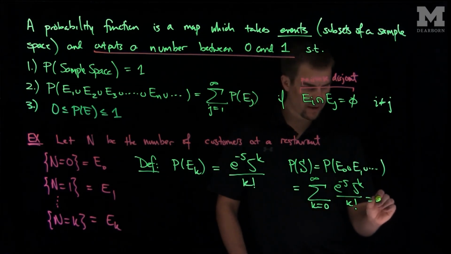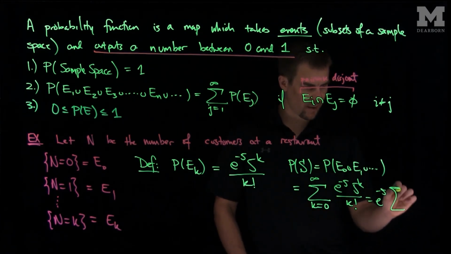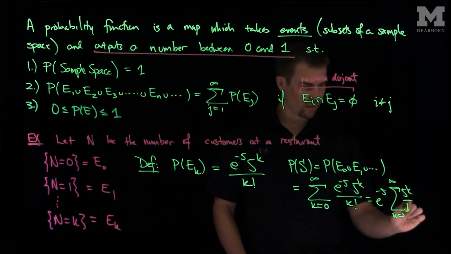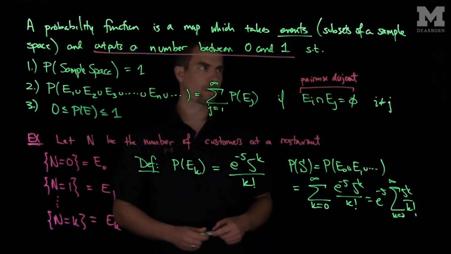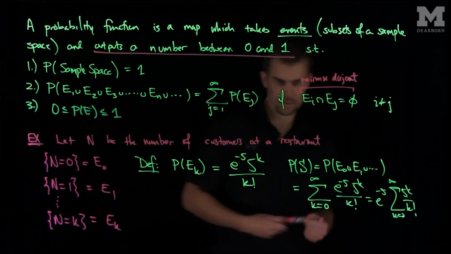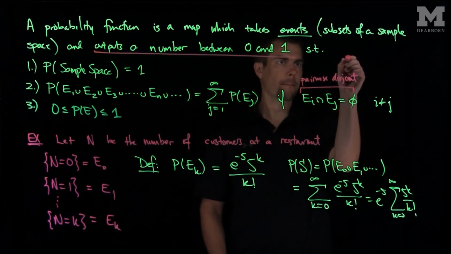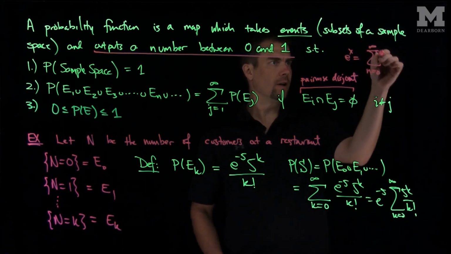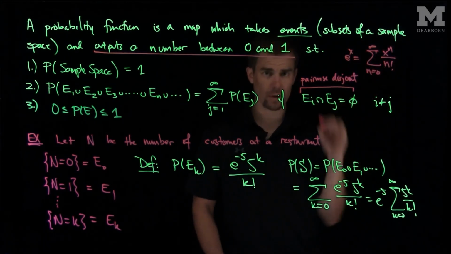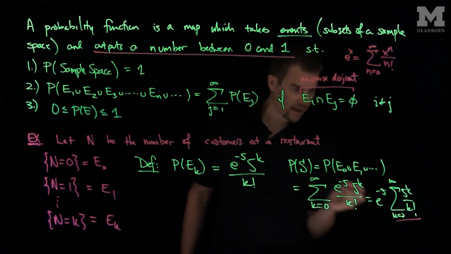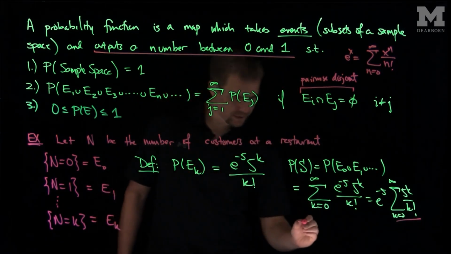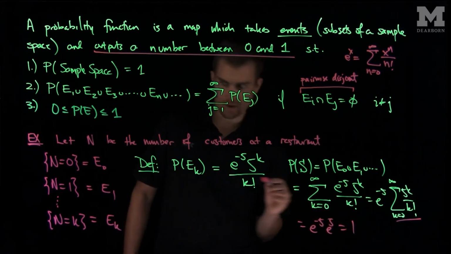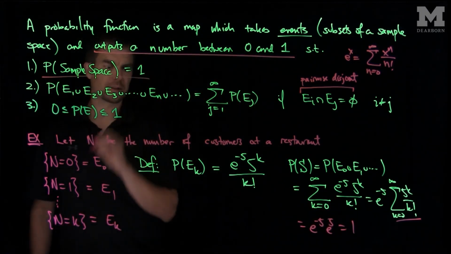So we can pull that e to the negative 5 out. And the sum, k goes from 0 to infinity of 5 to the k over k factorial. And now we recall that the definition of e to the x is the sum, n goes from 0 to infinity, of x to the n over n factorial. And so this over here is exactly just e to the 5th power. So this is e to the 5th power times e to the negative 5, and that's equal to 1. So the probability of the whole sample space is equal to 1.